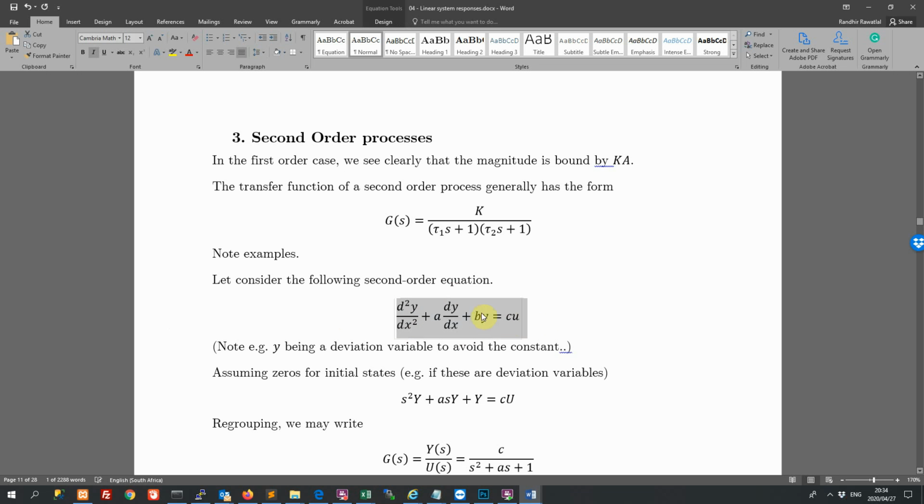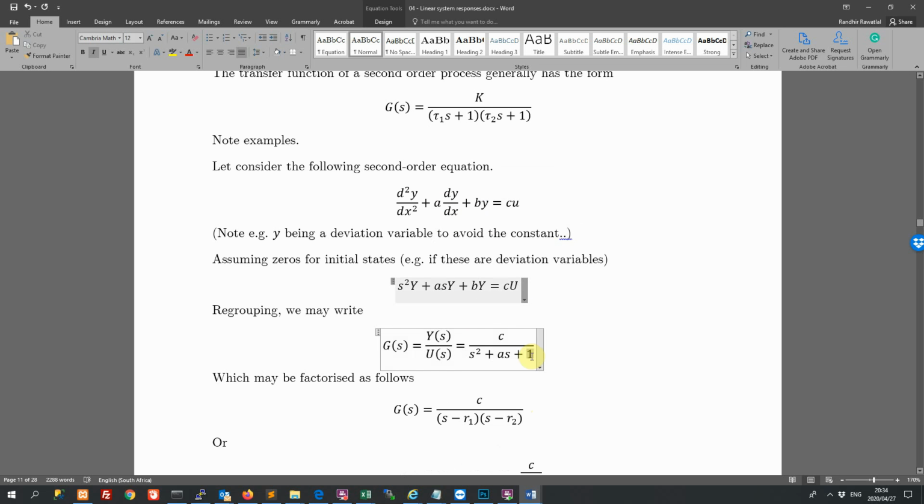And of course, if we turn this into a deviation variable, then we don't have to worry about the initial value. The initial value is 0. And so we can say the second order term here becomes an s squared capital Y. The first order term will be an sY, so we get a sY. And then the undifferentiated term becomes a Y itself. And I see here I'm missing my b for some reason. So there's a b here. And I'm missing that b down there.